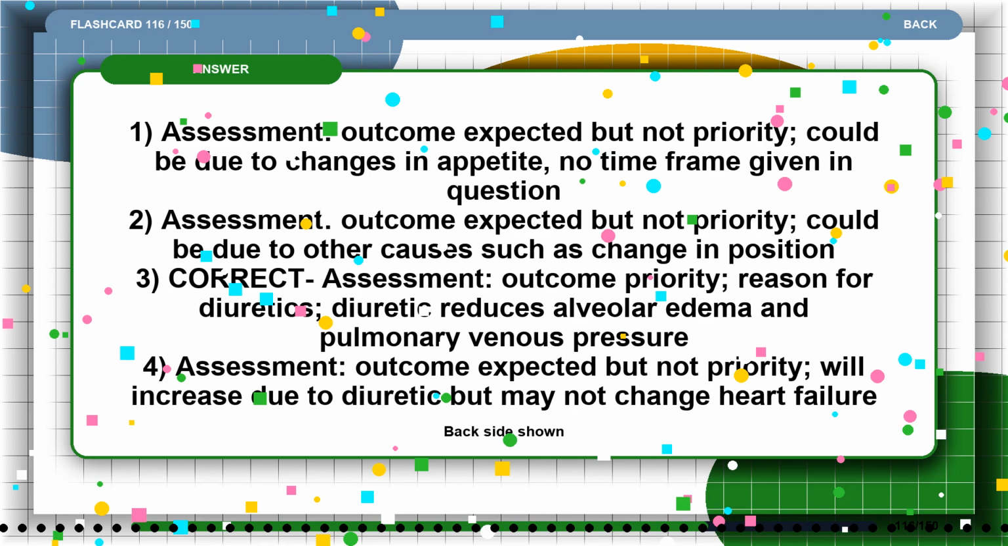The answer is 1. Assessment. Outcome expected, but not priority. Could be due to changes in appetite. 2. No time frame given in question to assessment. Outcome expected, but not priority. Could be due to other causes such as change in position. 3. Correct assessment. Outcome priority. Reason for diuretics. Diuretic reduces alveolar edema and pulmonary venous pressure. 4. Assessment. Outcome expected, but not priority. Will increase due to diuretic, but may not change heart failure.